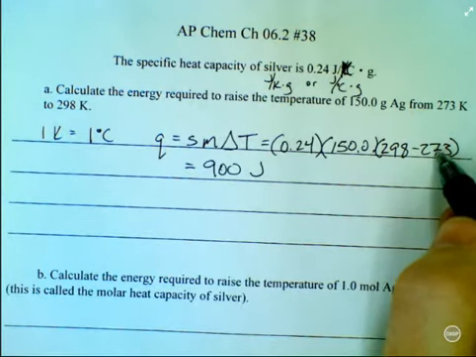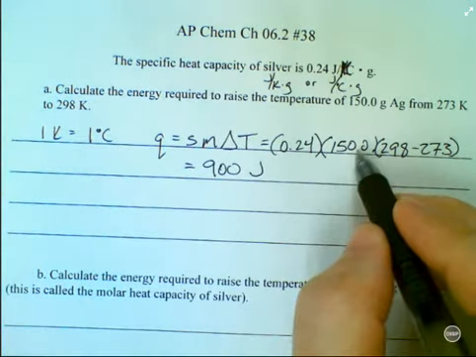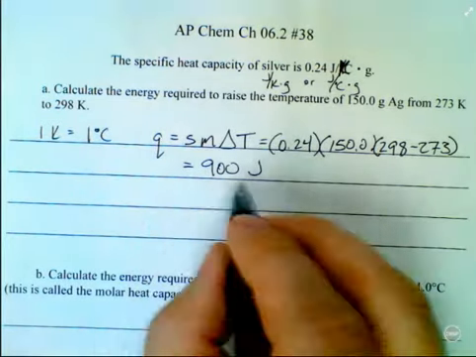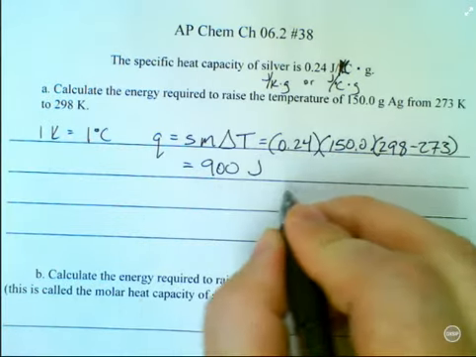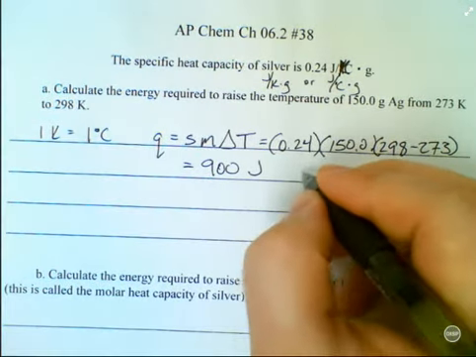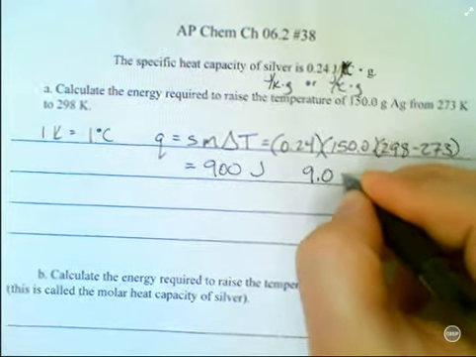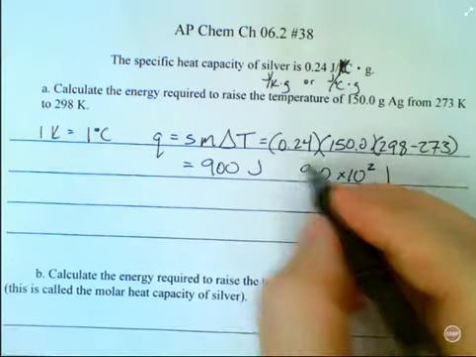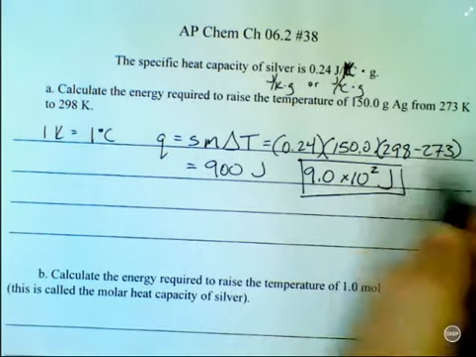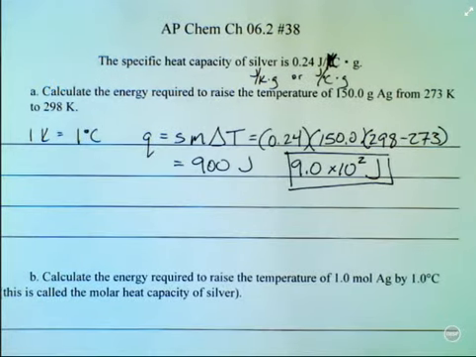And then I'll multiply by 4 significant figures, then 2 significant figures. So my answer needs to have 2 significant figures. And the way I'm going to represent 900 joules using 2 significant figures is by 9.0 times 10 to the second joules. So in order to take 150 grams of silver and increase its temperature from 273 Kelvin to 298 Kelvin, it requires 900 joules of energy.